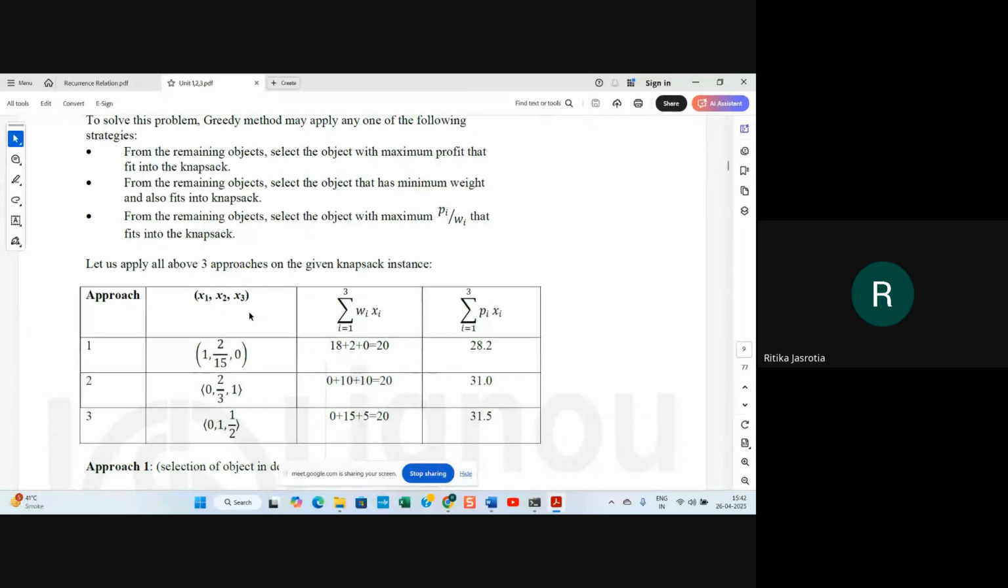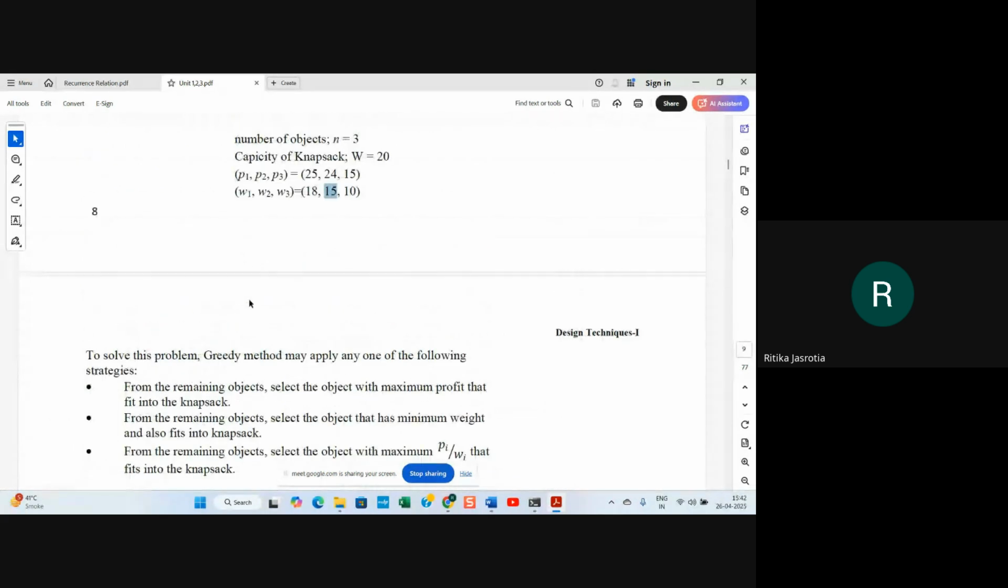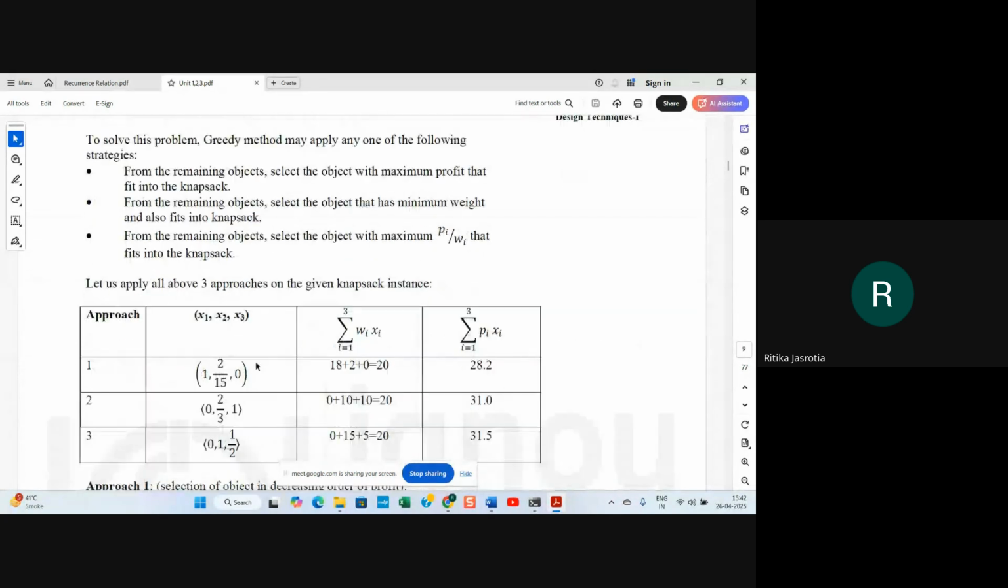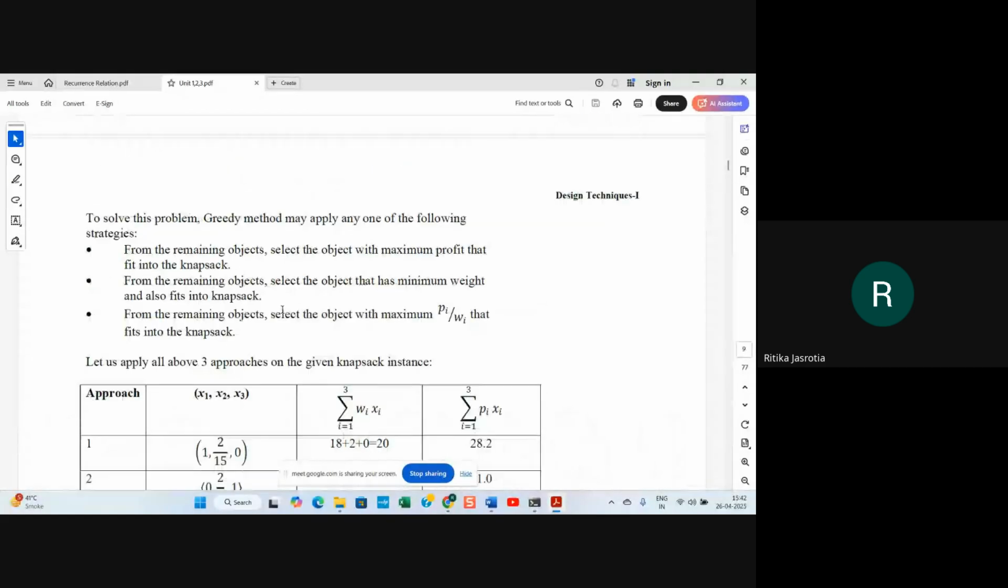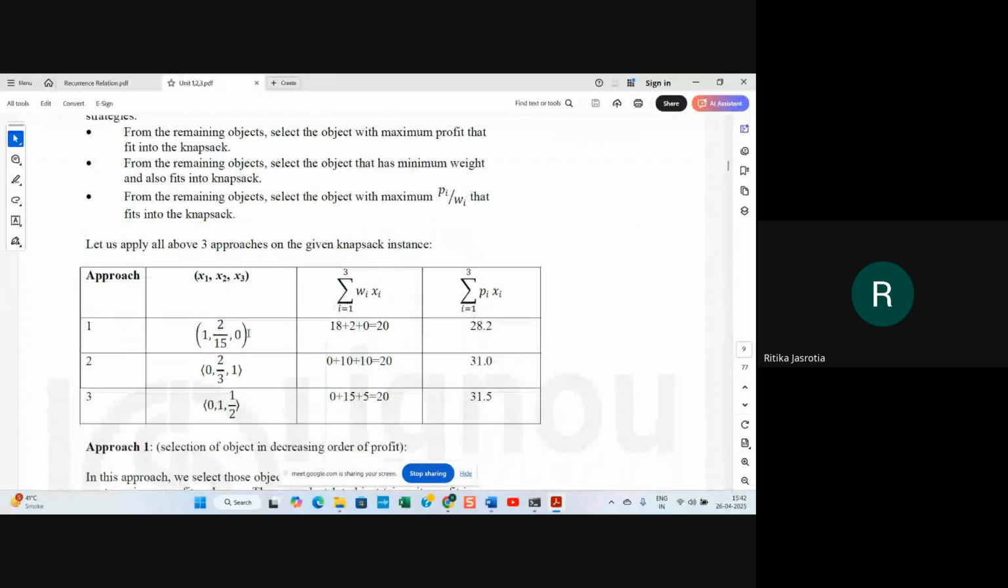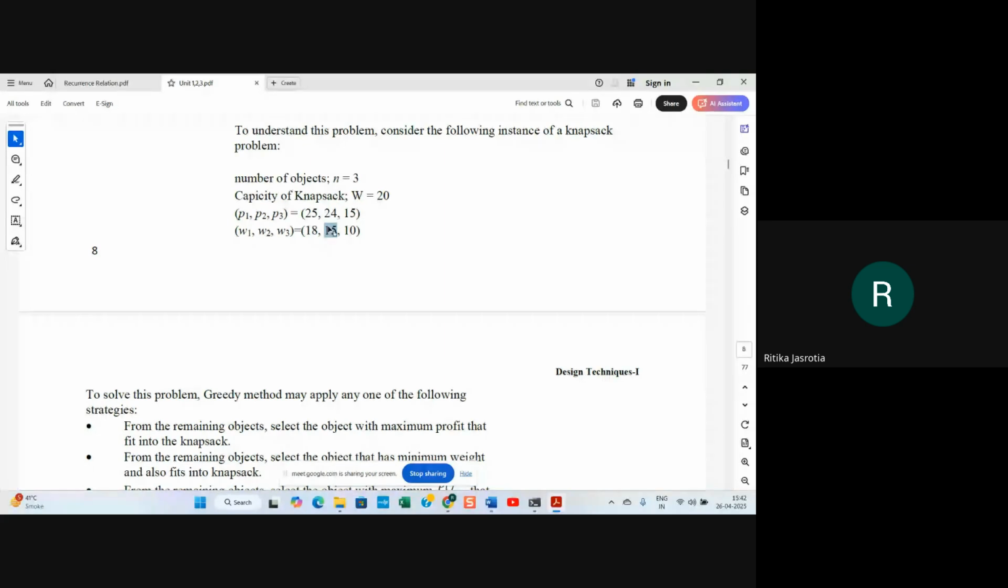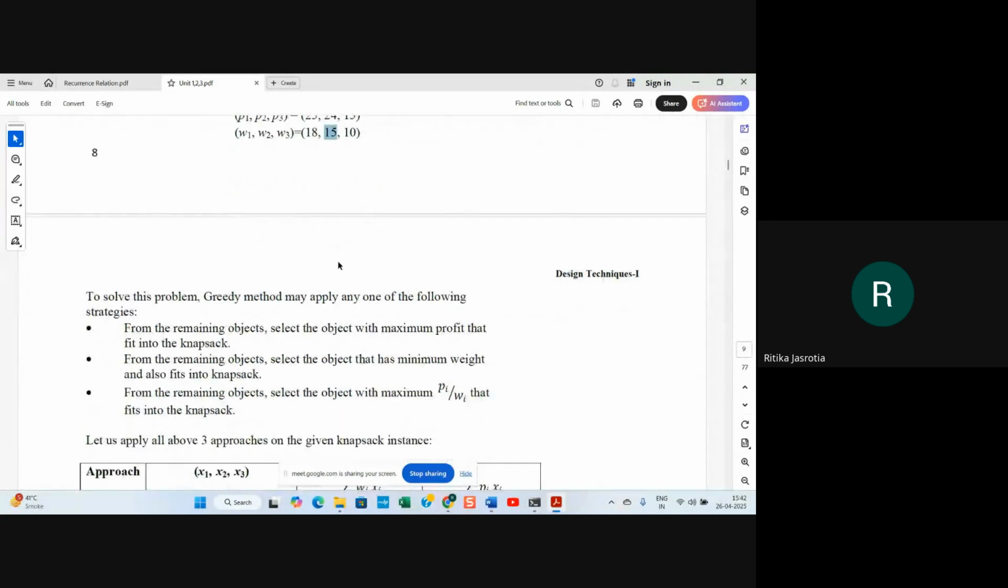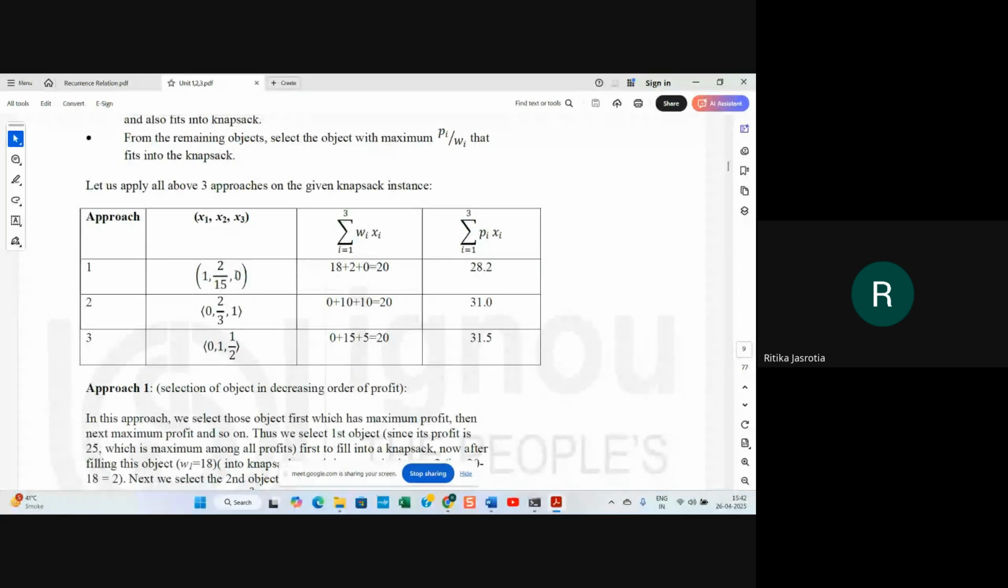So PiXi. The profit is how much? 25. So 25 into 1 is 25 only. Plus, from this 15 we are using 2 units, so 2 by 15 into 15 will be 2.